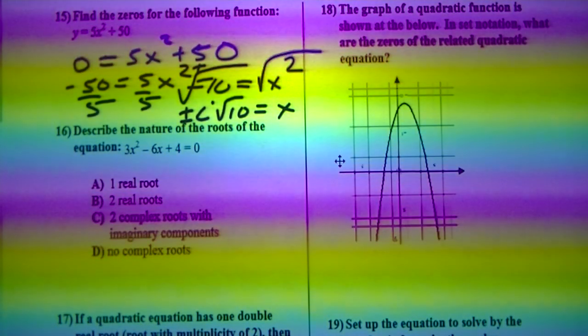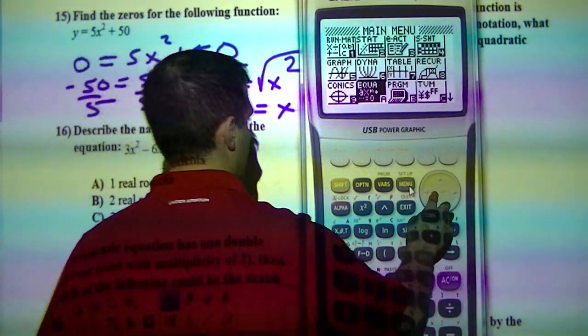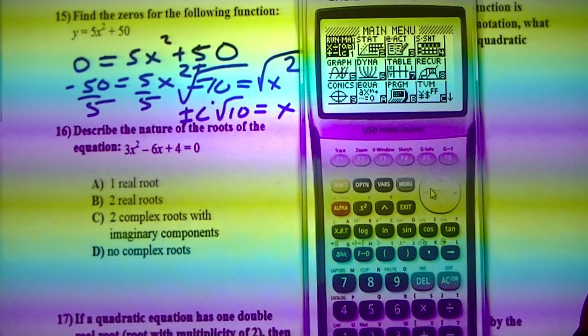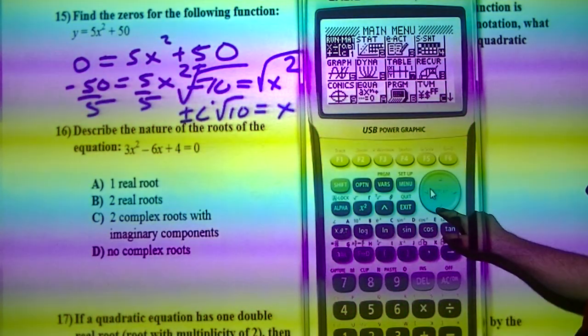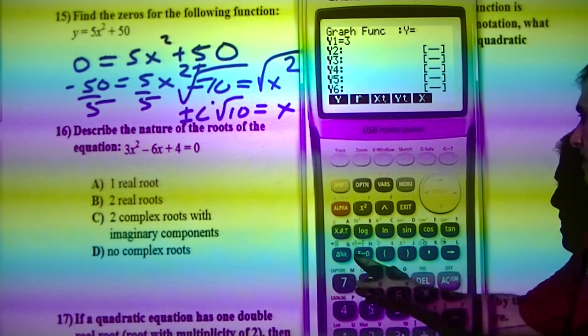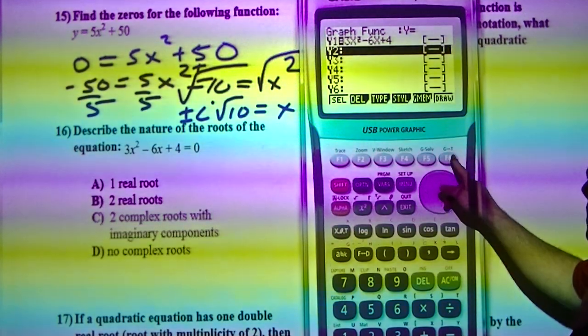Describe the nature of these roots. Okay? So what I'm going to do is if I go back into, there's a number of ways you can do that. You could graph it if you wanted to. That's one way to take a look at it. If I deleted that and did 3x squared, all right, minus 6x plus 4, and drew it.